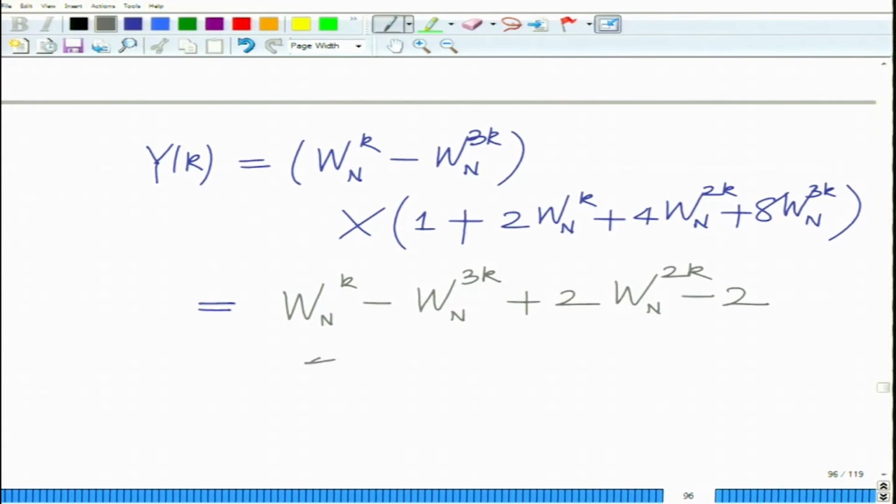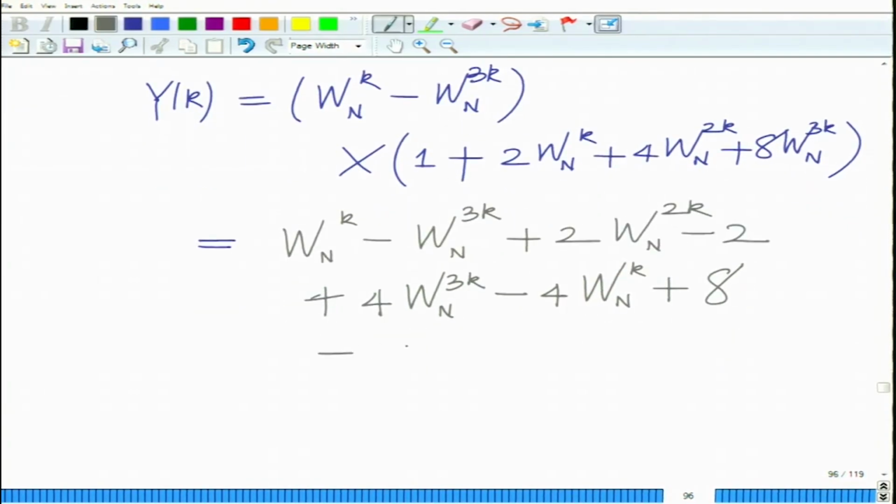So, this is simply minus 2, plus 4 W_N^{3k}, minus 4 W_N^{3k} into W_N^{2k}, that is W_N^{5k}, but W_N^{4k} is 1, so this will simply be W_N^k, plus 8 W_N^{3k} into W_N^k is W_N^{4k}, which is 1. So, this is simply plus 8, minus 8 W_N^{3k} into W_N^{3k} is W_N^{6k}, which is W_N^{4k} into W_N^{2k}. So, this is simply W_N^{2k}.